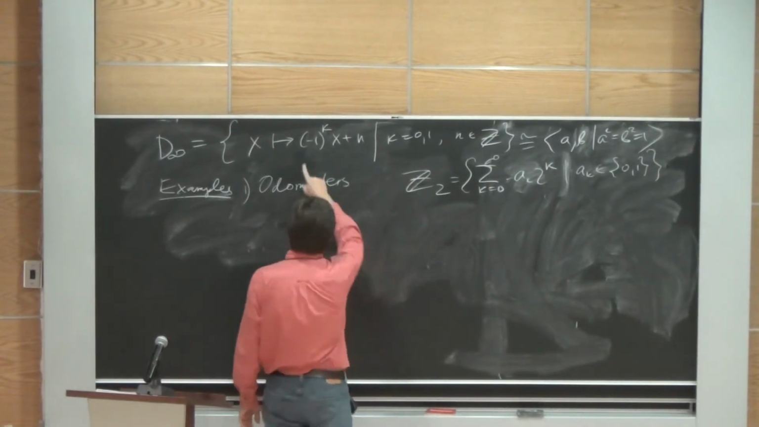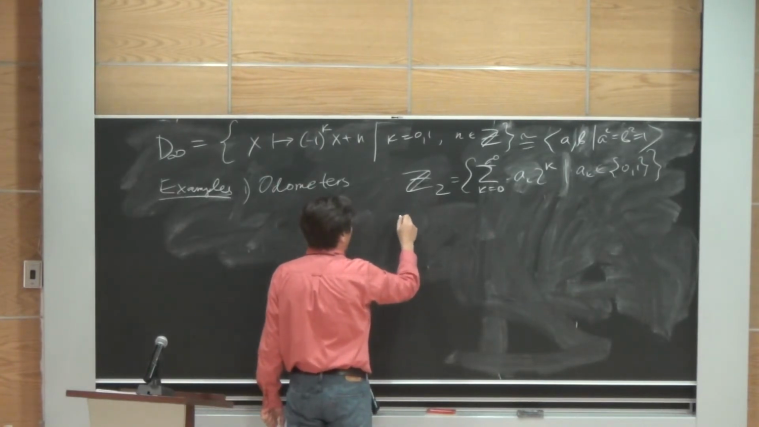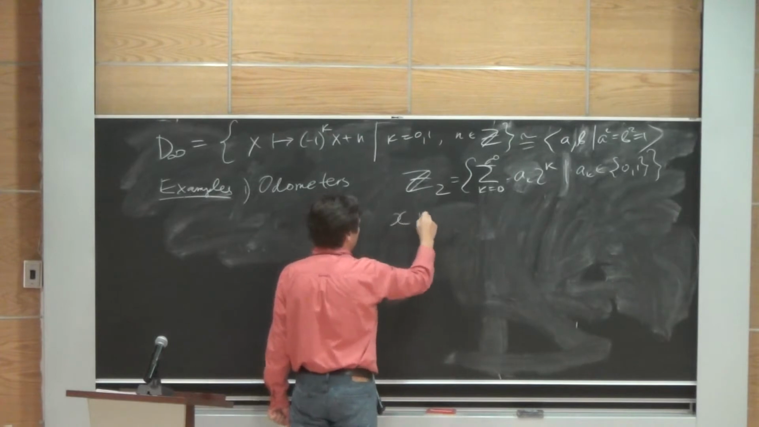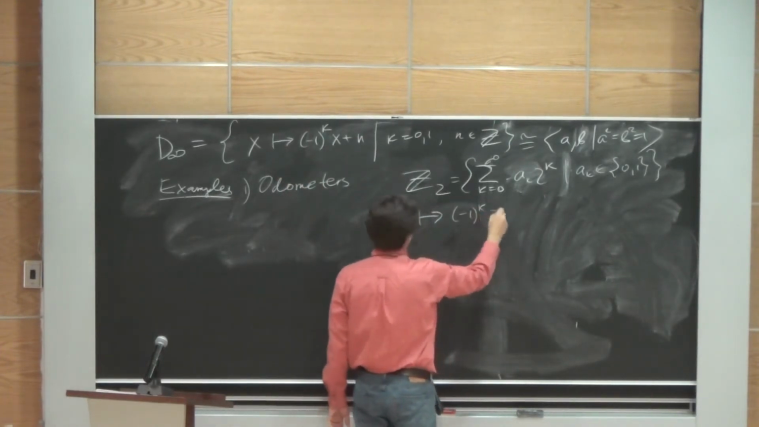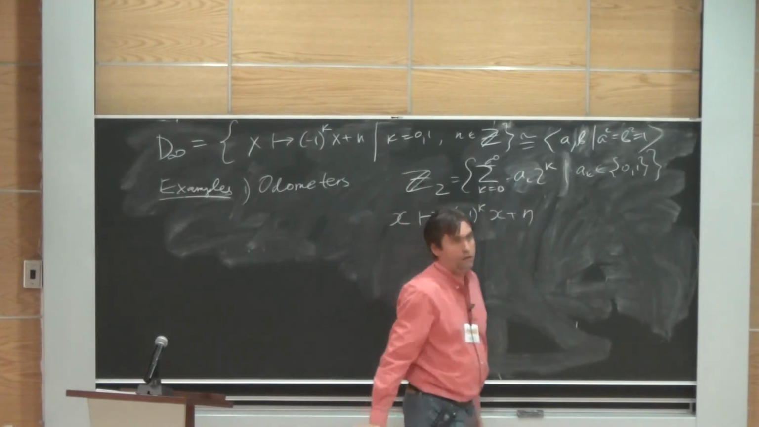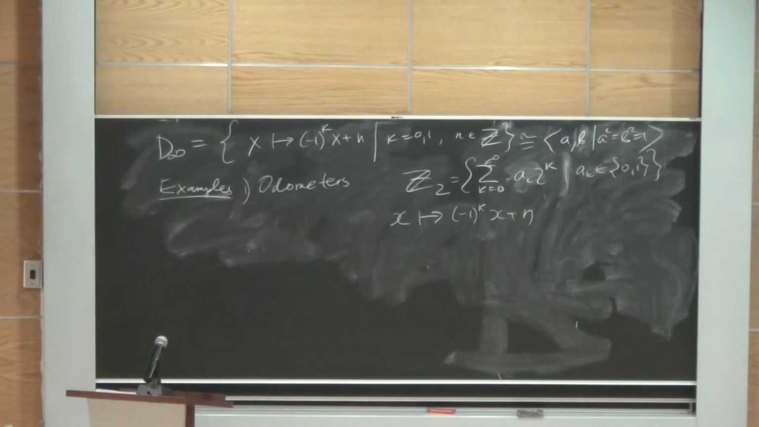And then the minimal action maps an integer x to exactly by this formula, (-1)^k x plus n. So you have a binary integer, and adding 1 to a binary integer is the usual adding machine, the usual odometer action of Z. But now you also add the multiplication by -1, so the flip.